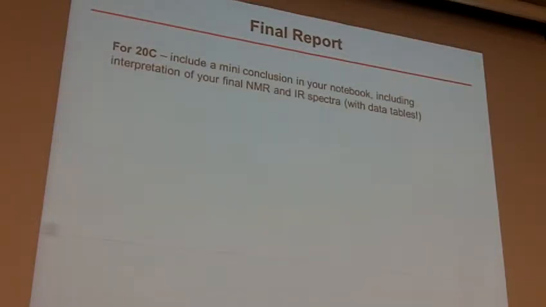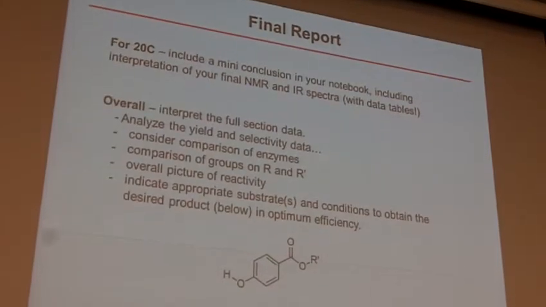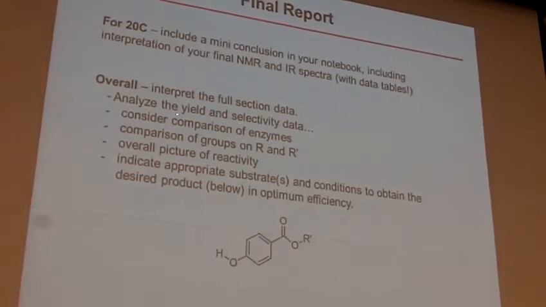Once you've got that on your own, then you want to look at the entire class's data. So think about it in two steps. You want to analyze the yield and selectivity data. Are there trends? Does orange peel go really fast and the pig liver esterase very slow? Do the methyl esters all cleave but the propyl esters don't? You're looking at all the data and trying to put things together that way.